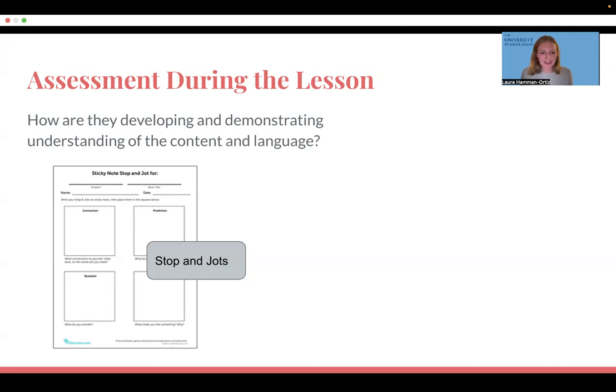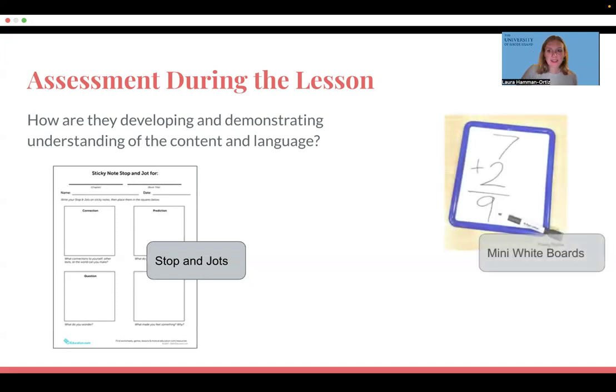And this is a way that they can put that there, or they might be making a connection that you can then call back to in another lesson.